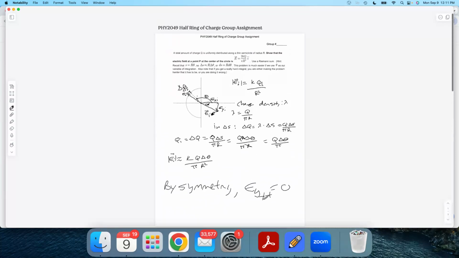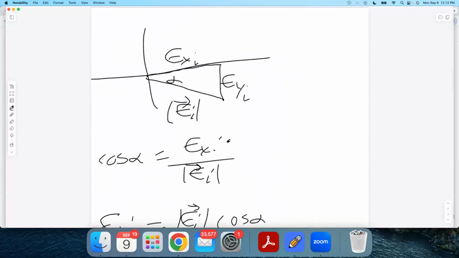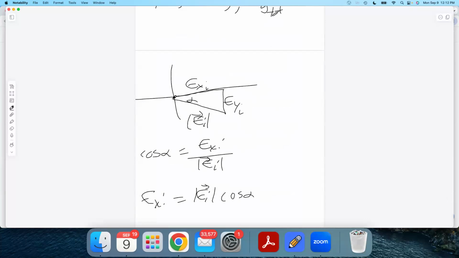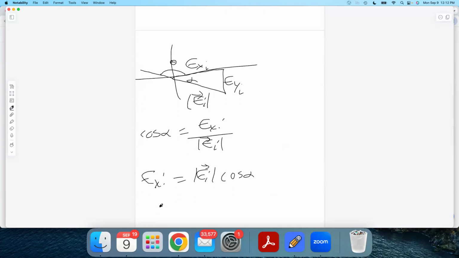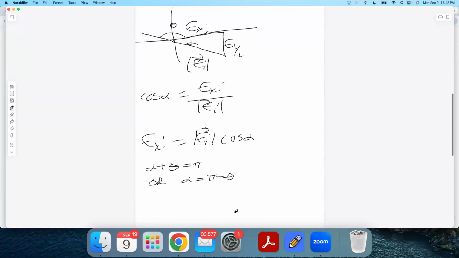Okay, now notice the relationship between alpha and theta. I want you to notice here that theta was this angle here. Alpha plus theta make a straight angle. So if we're in radians, alpha plus theta equals pi, or alpha is pi minus theta. Or if you think in degrees, alpha is 180 degrees minus theta.